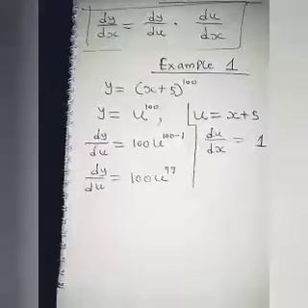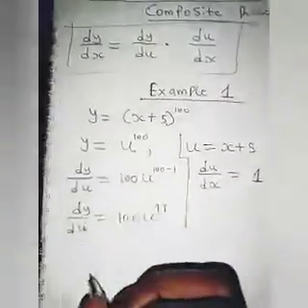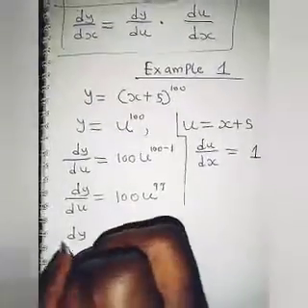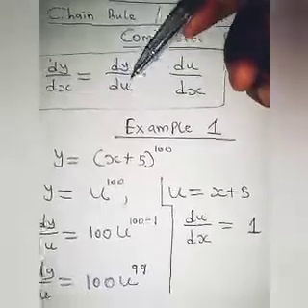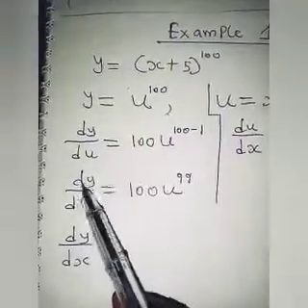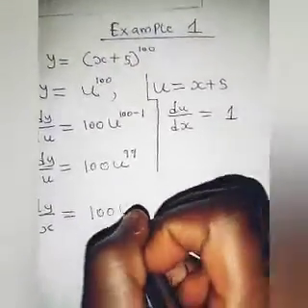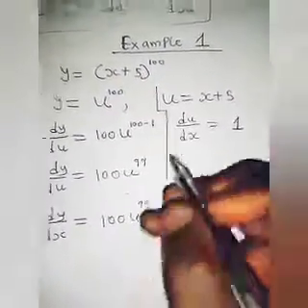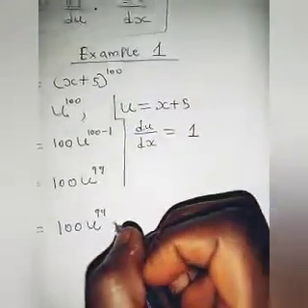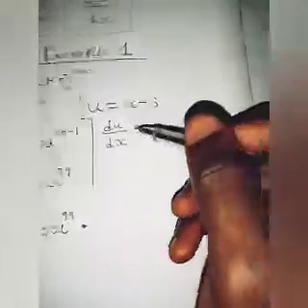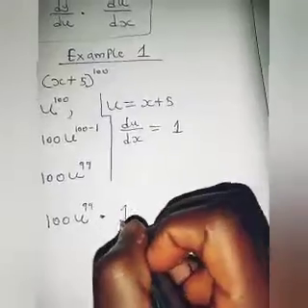So from here, let's go back to our chain rule. Chain rule says dy over dx will equal to dy over du, and we can say that our dy over du is this, 100u having power of 99, so we are to multiply it with du over dx, that will give us 1, so that we are going to multiply it with 1.